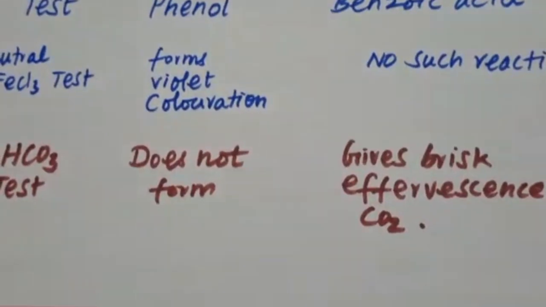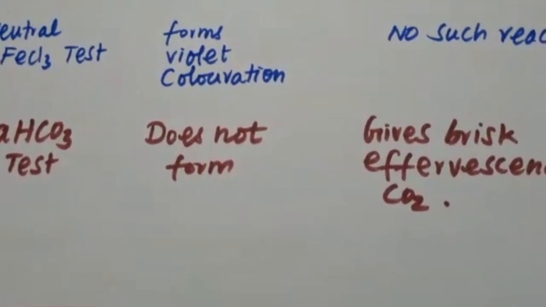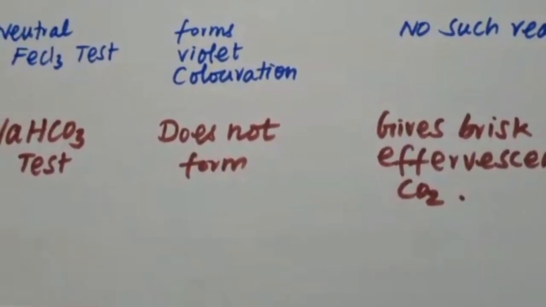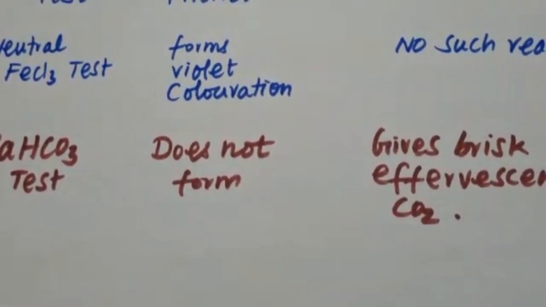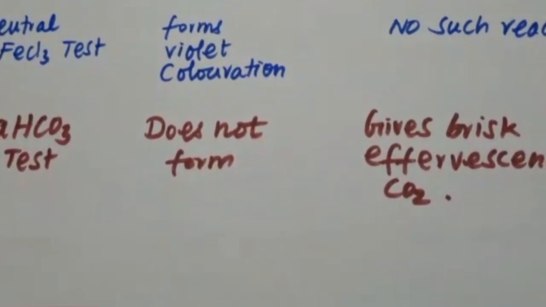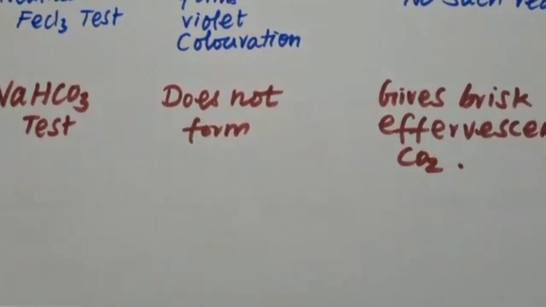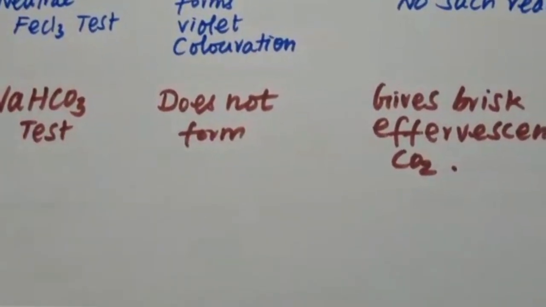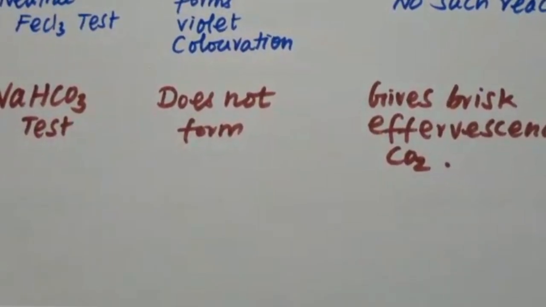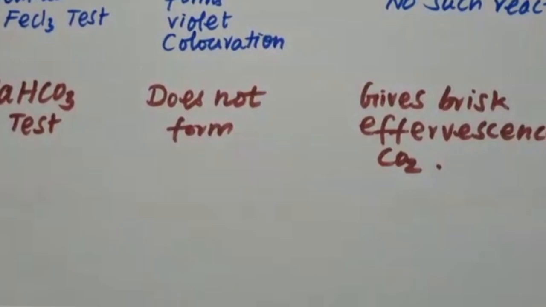Next test is distinguish between phenol and benzoic acid. So here, neutral ferric chloride test. Reagent is neutral ferric chloride. If phenol, it forms violet coloration. In benzoic acid, no such reaction. Whereas the next test, sodium bicarbonate test: here phenol does not form any brisk effervescence, whereas benzoic acid forms brisk effervescence of carbon dioxide gas.